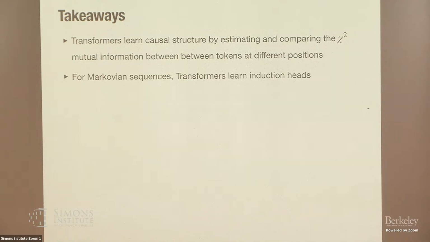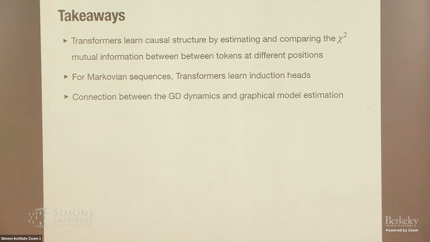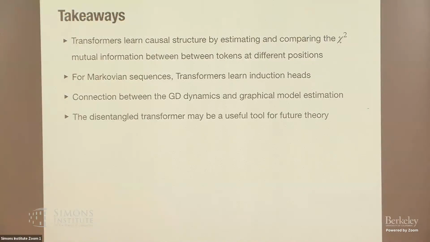And then as a corollary, now you can show that you learn induction heads like Anthropic found. And there's some connections between this and algorithms we're familiar with in graphical models. I really like the disentangled transformer, although I think it's only used by the interpretability people and theorists. It helps you see what parts of the model should learn what, and it is a lot simpler. Even with this simplification, many things are still hard.